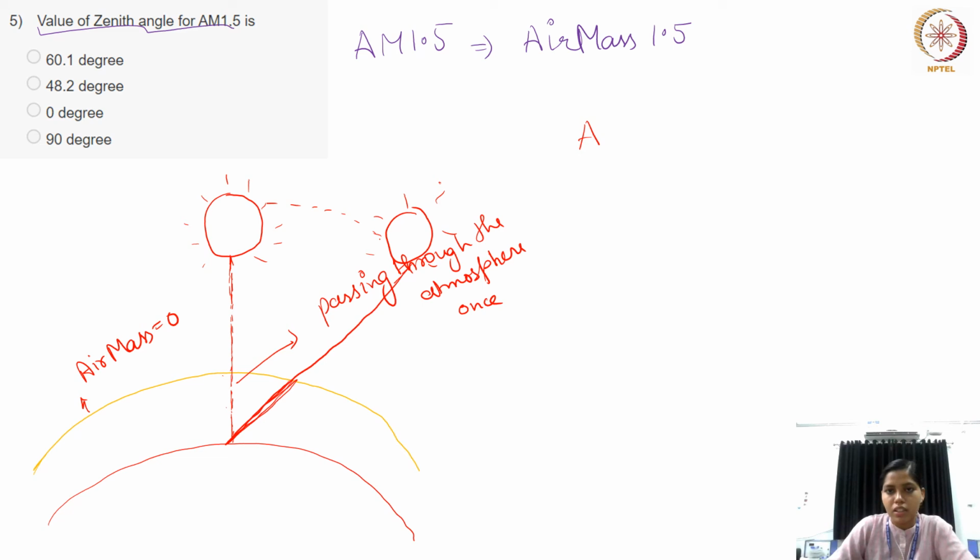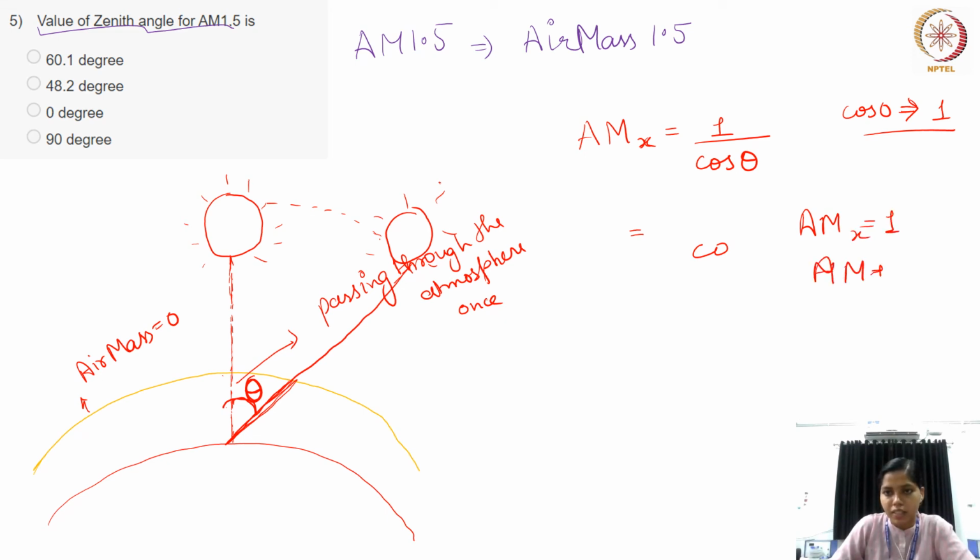Okay, so we know this relation: air mass x is equal to 1 divided by cos theta, where theta is this angle. So if we calculate from here, the value for the third option is cos 0. What is the value of cos 0? That is 1. So that will give me air mass x equal to 1, or we can call it air mass 1. So for air mass 1, the zenith angle must be 0 degrees.